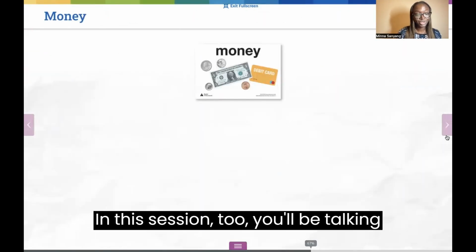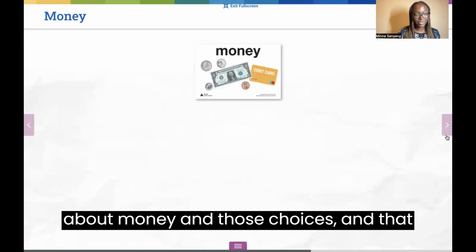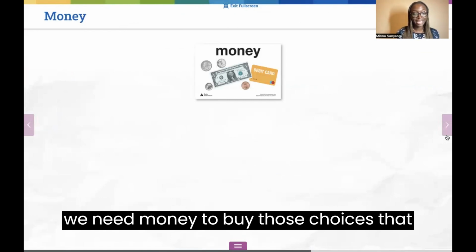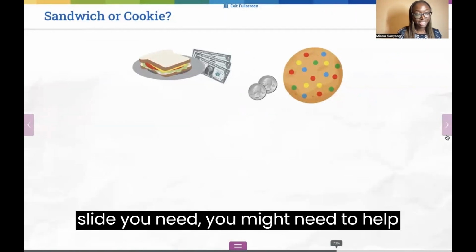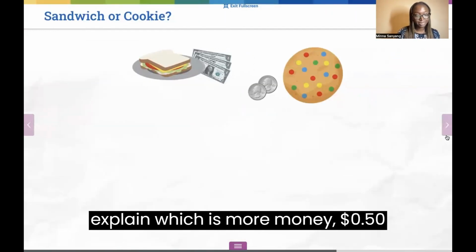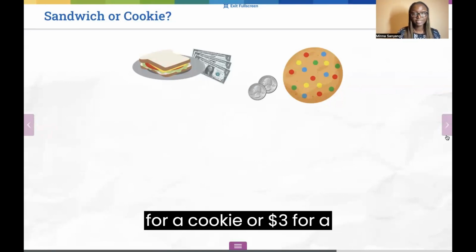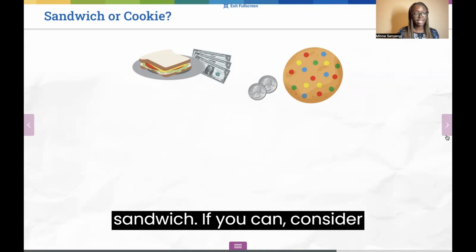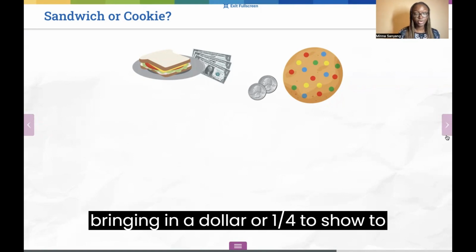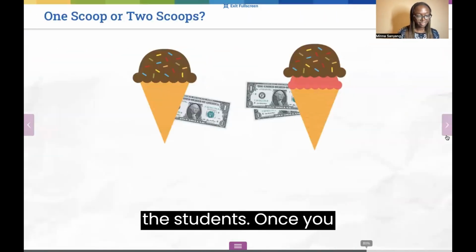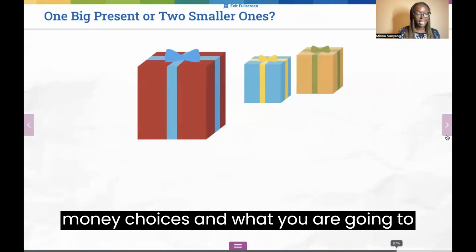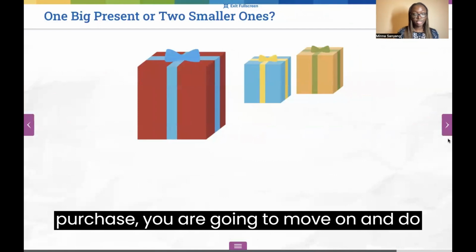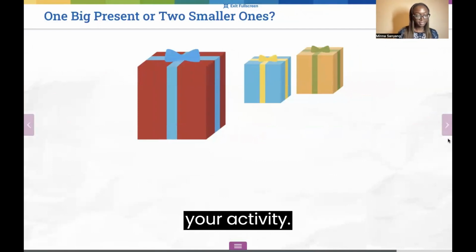In session 2, you'll be talking about money and those choices, and that we need money to buy those choices that we're going to have. For this slide, you might need to help explain which is more money, 50 cents for a cookie or $3 for a sandwich. If you can, consider bringing in $1 or a quarter to show to the students. Once you go through your different scenarios of money choices and what you're going to purchase, you're going to move on and do your activity.